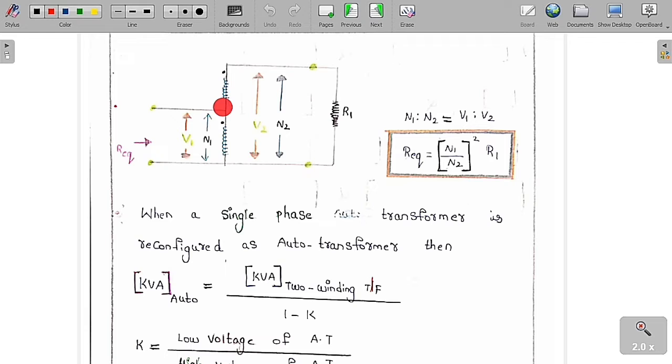Suppose there is an auto transformer. You can see clearly this is a primary, and suppose I am going to make an auto transformer from a two-winding transformer.